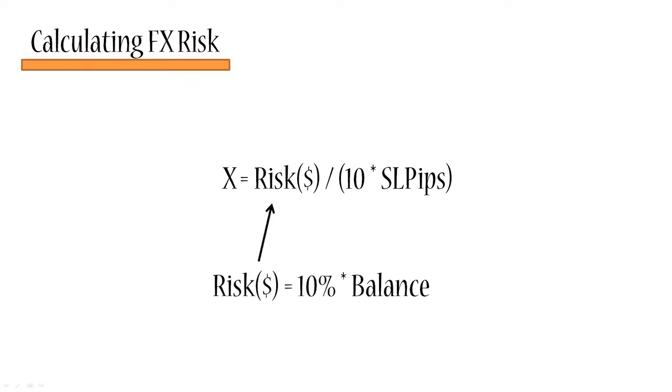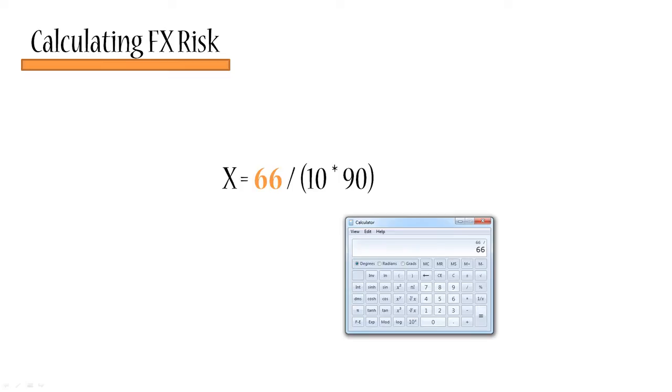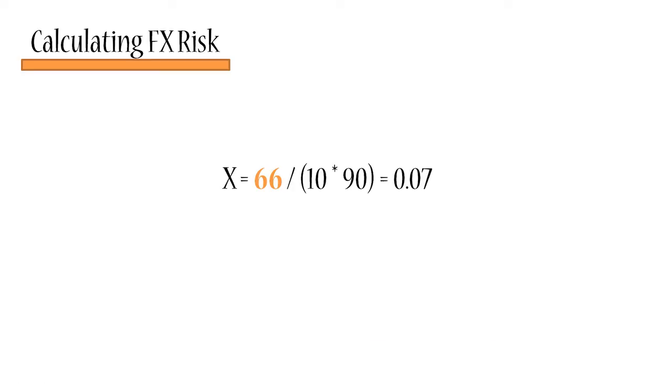For our sell order, we'll risk about 10% of our balance, and that's about 10% of $659, about $66. We'll plug that into the formula. Now all we have to do is enter the number of pips in our stop loss, which is about 90 pips. So that gives us 66 divided by 900, which is approximately 0.07 lots.